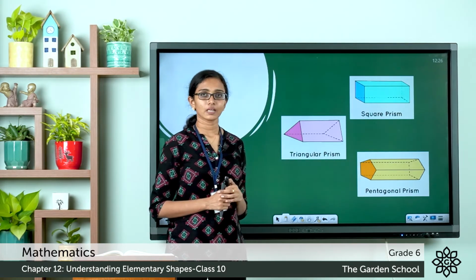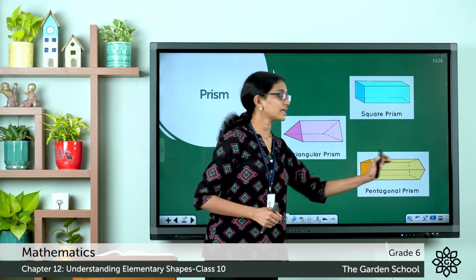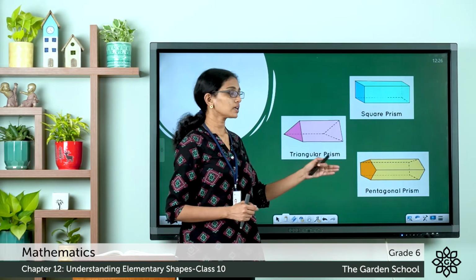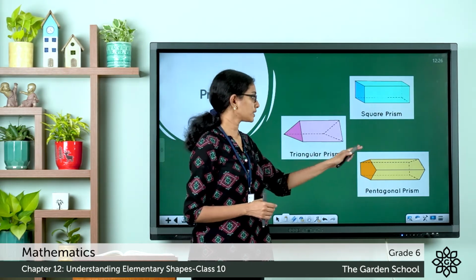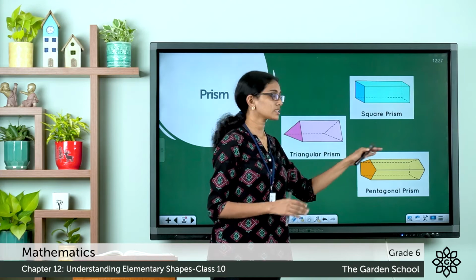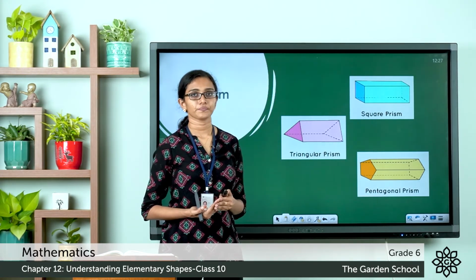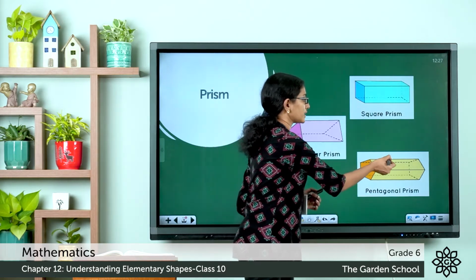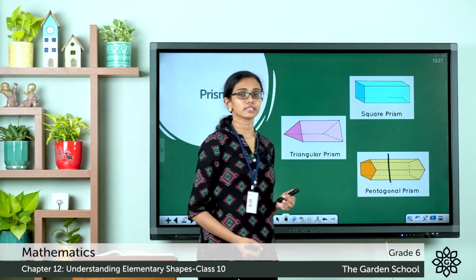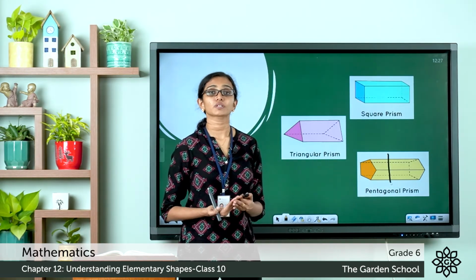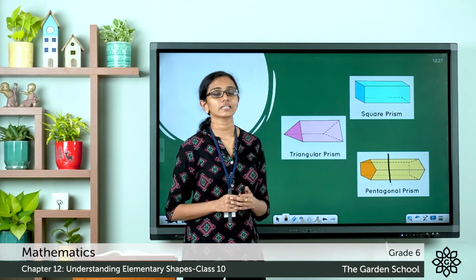Now, this is a pentagonal prism. The two identical bases here are pentagons. Now, what about the faces? Look at the faces around it. These faces are rectangular. Now, if you cut across the length of the pentagonal prism like this, what would be the shape of the cross section? It will be pentagonal in shape.